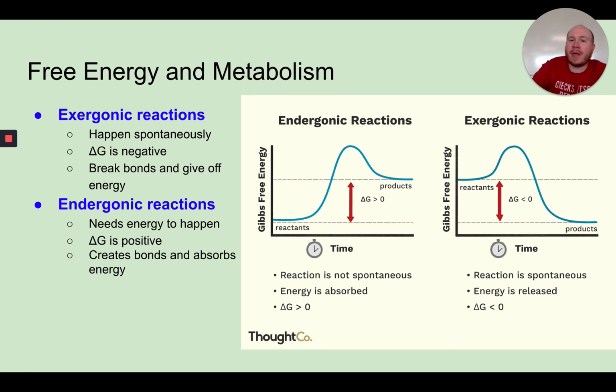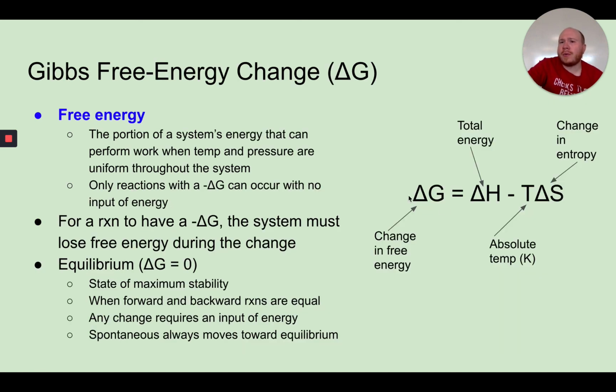So for an example endergonic reaction, it requires this much energy to push the reaction so that we can get our products. And for exergonic, our delta G is negative, which means that our reactants naturally want to get down towards the products. And so that's where that delta G comes from. And if we look at the actual equation, delta G, the change in free energy, is the total energy in the system minus the absolute temperature times the change in entropy for the reaction itself.